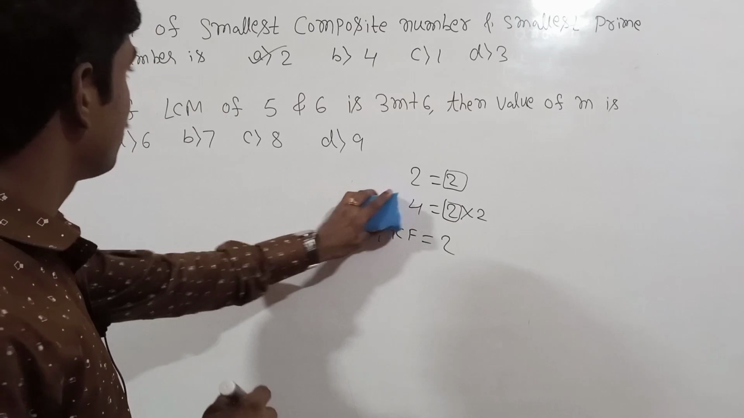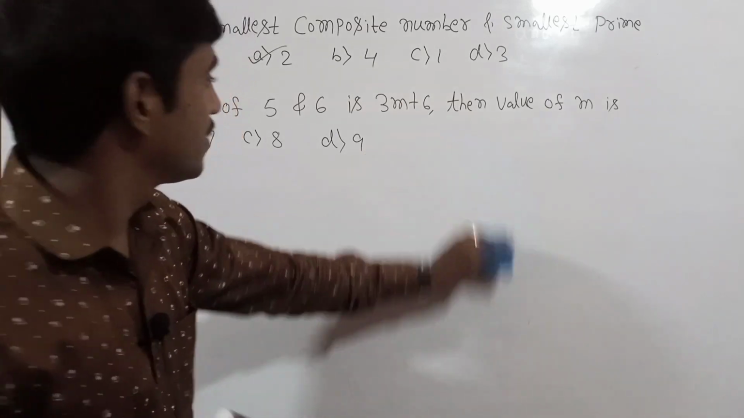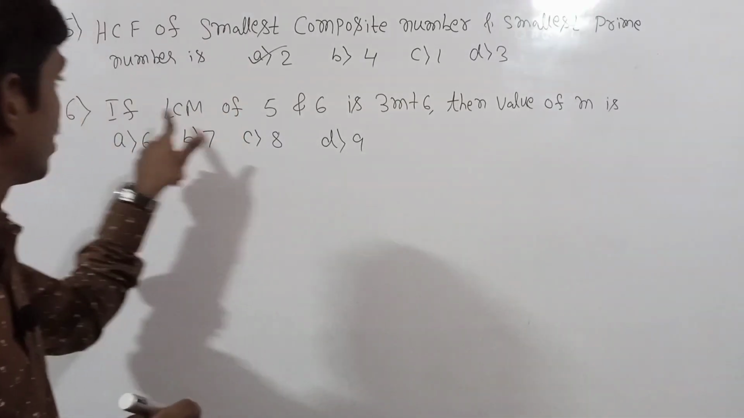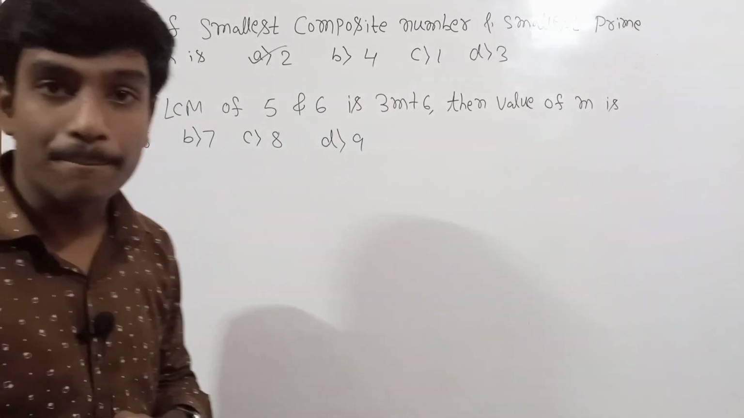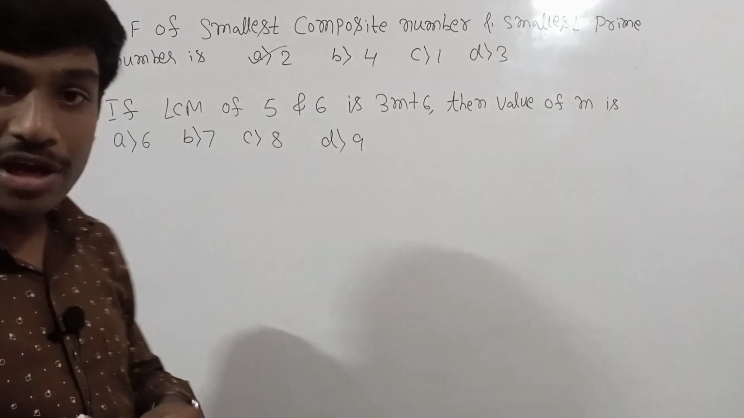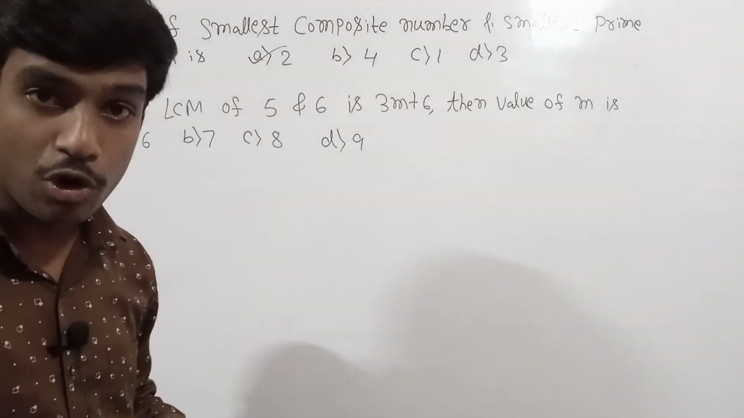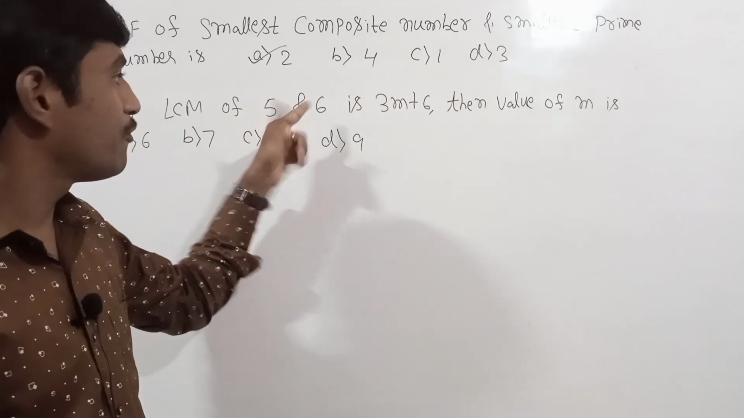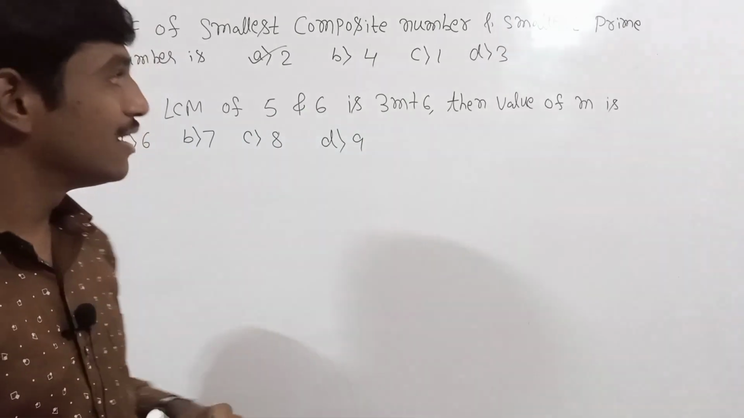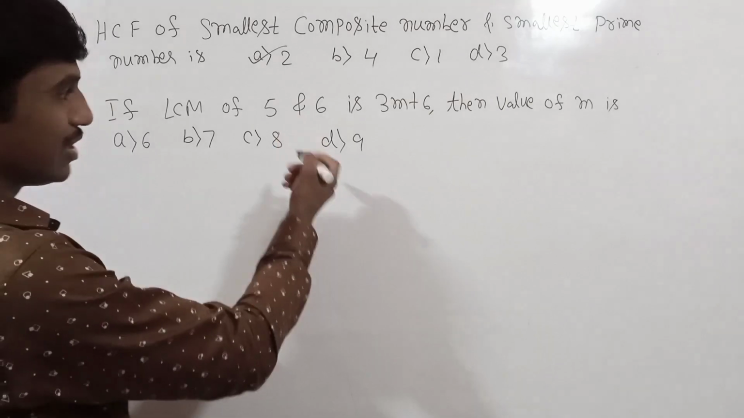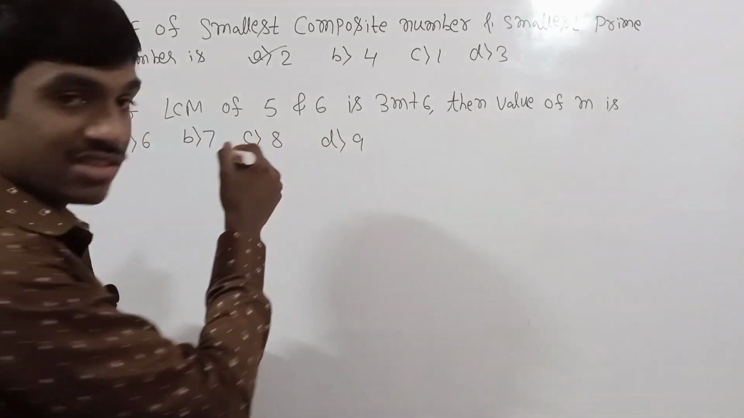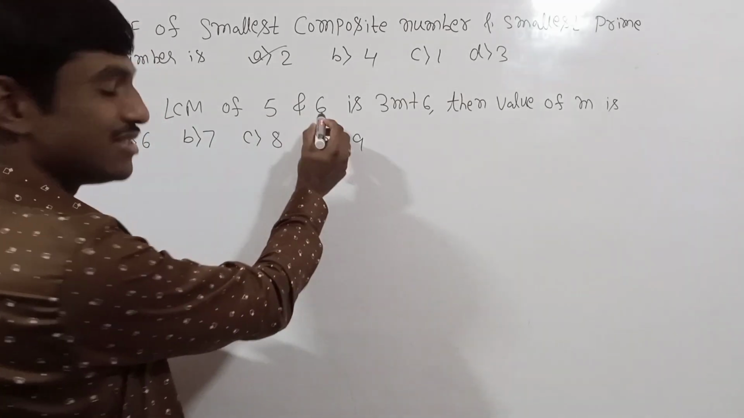The next question is, if the LCM of 5 and 6 is 3m plus 6, we need to find the value of m. They have not given what the value of the LCM is. They have just given that the LCM of 5 and 6 is 3m plus 6. So first we will find the LCM of 5 and 6. You can say that it is 6 into 5, which is 30. So the LCM of 5 and 6 is 30.